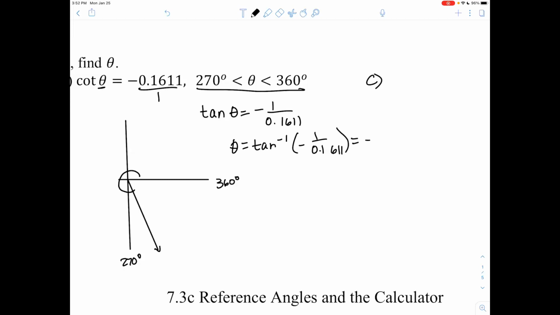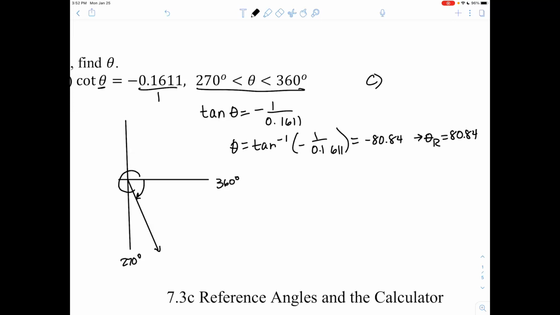So this gave us negative 80.84. So theta's reference angle is just 80.84. You're just going to go with the positive version of that angle. So that's this measure here.